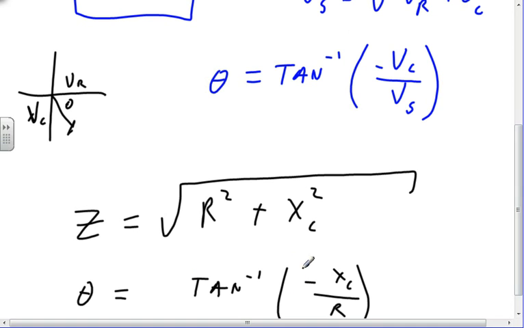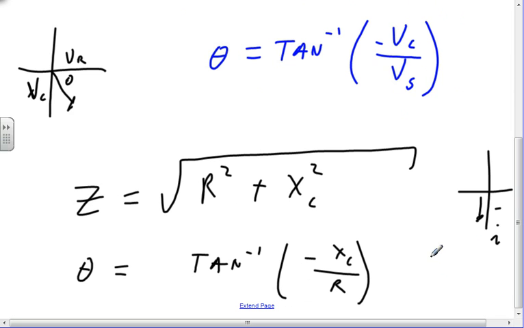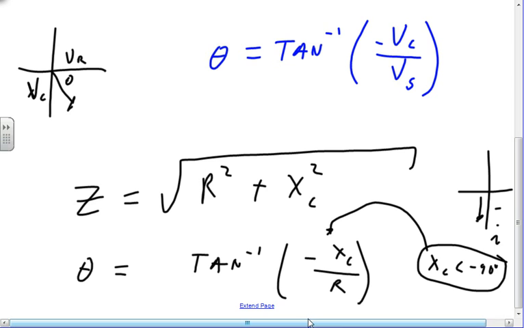Now, the reason I'm putting the minus sign there is because X of C is a positive number. 1 over 2 pi f C is going to be a positive number, but X of C is sitting on the negative part of the imaginary axis. So I'm giving it a negative number instead of saying X of C angle minus 90. I'm giving it a minus magnitude so that I get the phase angle right.